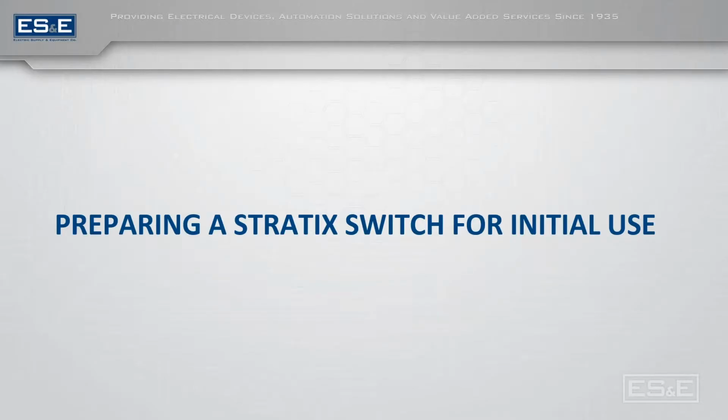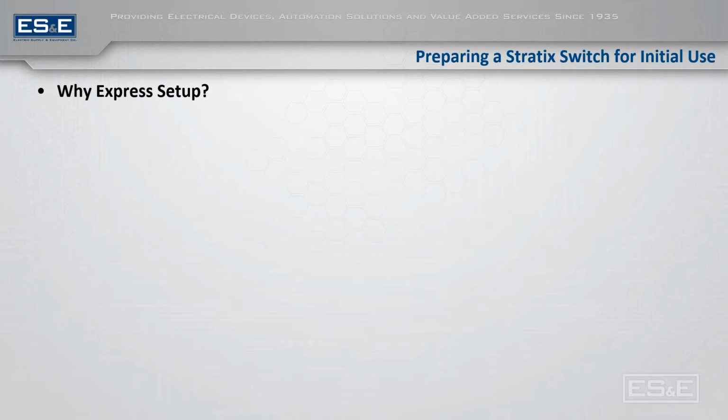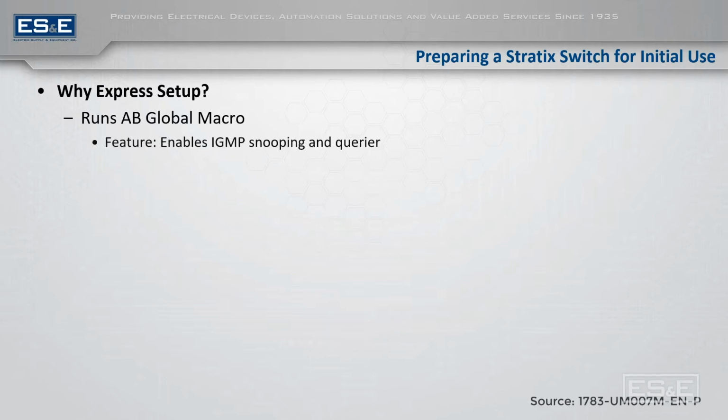In this video, we will cover Express setup with the Stratix 5700. Express setup will most often be used as our initial configuration for a Stratix switch. Before we begin, we'll cover what happens with this process automatically. It runs an AB global macro. What this does is first enables IGMP snooping in Querier. Benefit of this, it only sends multicast traffic to devices that should receive it.